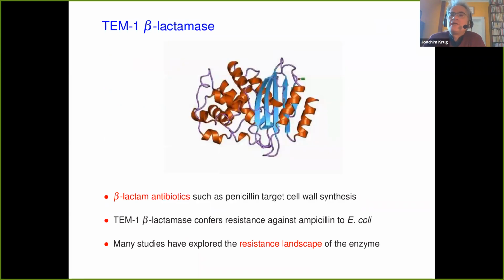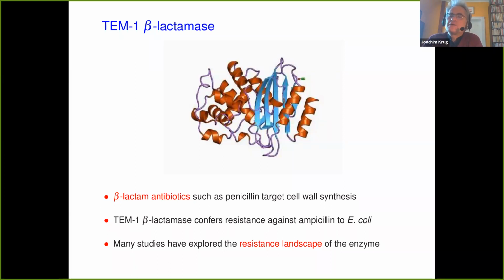So TEM1 beta-lactamase is an enzyme that breaks down beta-lactam antibiotics. And this is, of course, a famous molecule that appeared in previous talks, yesterday in Martin Weich's talk and in Dan Weinreich's talk, among others. So these beta-lactam antibiotics, the most famous representative of which is penicillin, target cell wall synthesis, and they are broken down by these beta-lactamases. And this is a particular version called TEM1. And this has become, over the last years, a model system for evolutionary studies.